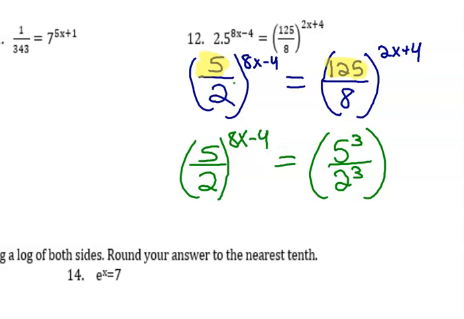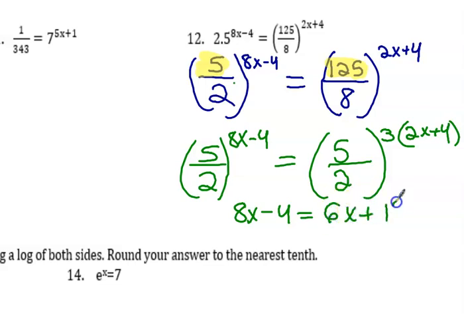So what would I do on this side? Well, I would put it to the 3, then times 2x plus 4. All right? Now we can rock and roll. 8x minus 4. I don't know why I keep saying that. Just for fun, I guess. So 6x plus 12. Woohoo! We got this, guys. So I distributed, and now we're going to solve.